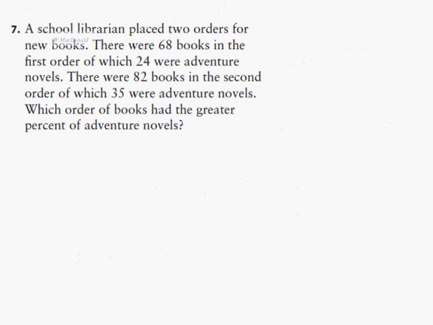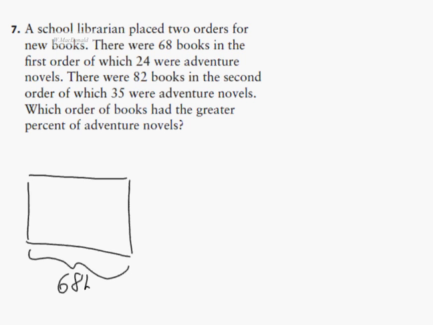Question 7 says a school librarian placed 2 orders for new books. There were 68 books in the first order. So I'm going to put the first order here. The whole thing is 68 books. And by the way, this is a great strategy to tackle most of these word problems, is to draw them. 24 of them, which is less than half, were adventure.